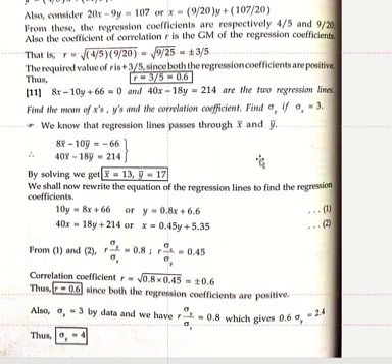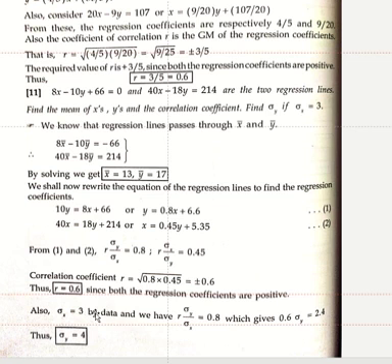Next we need to find out sigma y if sigma x is equal to 3. Therefore we consider this equation: r into sigma y divided by sigma x is equal to 0.8. Therefore cross multiply. Here r is 0.6. So 0.6 into sigma y is equal to sigma x into 0.8.